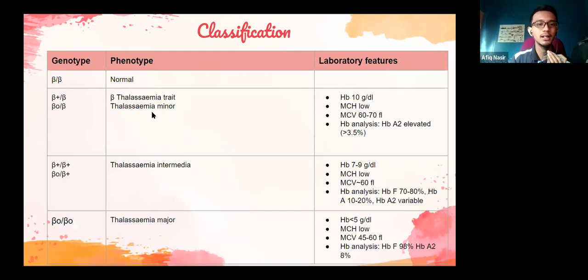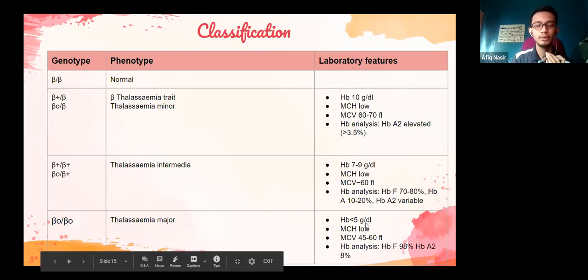So in the beta thalassemia trait, the anemia would not be quite apparent because there is just a small reduction of the hemoglobin. And if we see in the thalassemia intermedia, the anemia will be more apparent because of the reduction of the hemoglobin, 7 to 9 gram per deciliter. And then there is a difference in the hemoglobin analysis, more hemoglobin F. And in thalassemia major, the anemia will be more severe. The hemoglobin level could reach below 5, and the MCH and MCV will be totally low.